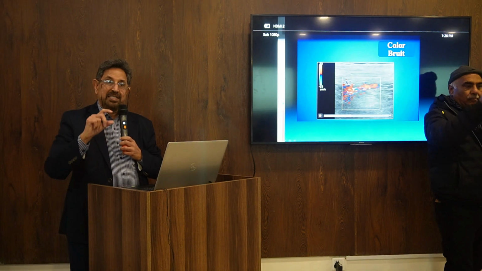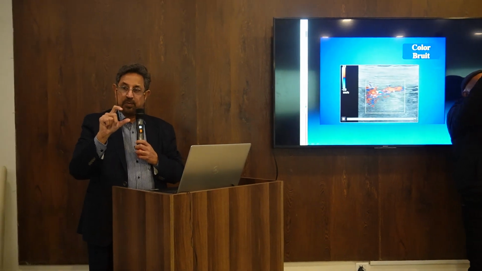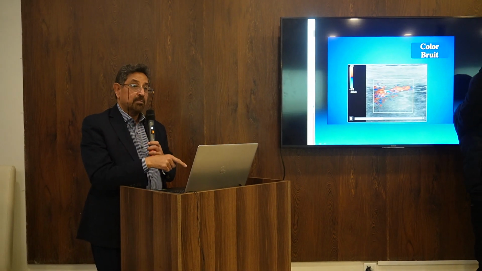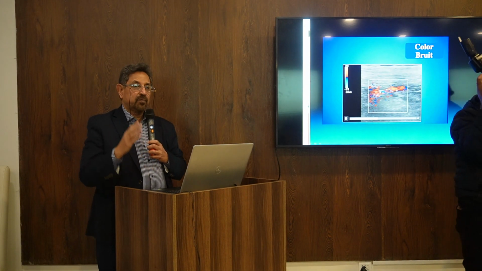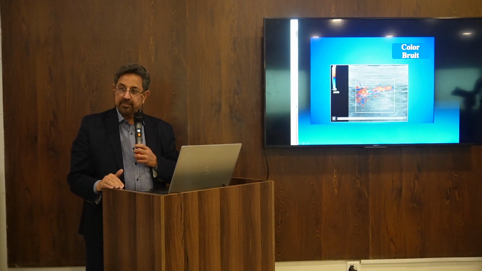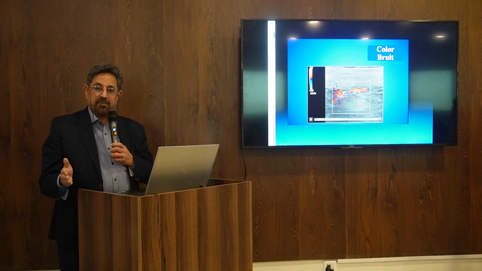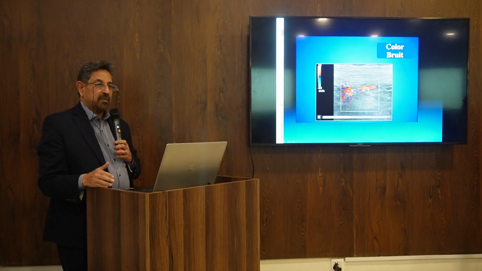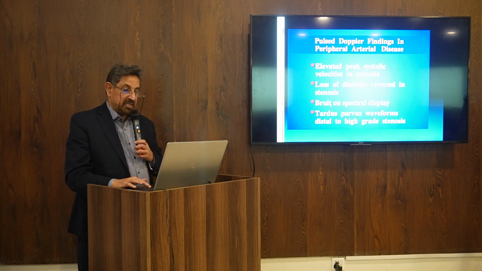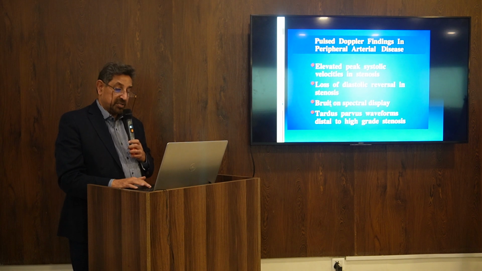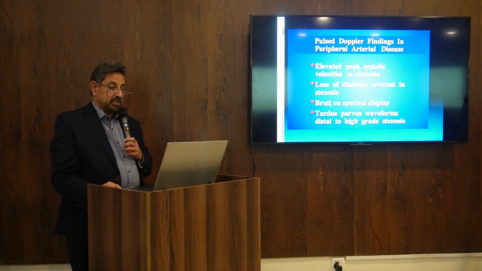So I will set my pulse repetition frequency before turning on the spectrum. We'll come to that point, that when we see that color bruit, we are expecting 400, 500 centimeters per second. So with a machine set up for 80 centimeters per second, you can't measure it. You have to set your spectrum in such a manner that you can quantify that. What happens on pulse Doppler finding? There is elevated peak systolic velocity, loss of diastolic flow, bruit and tardus parvus flow.